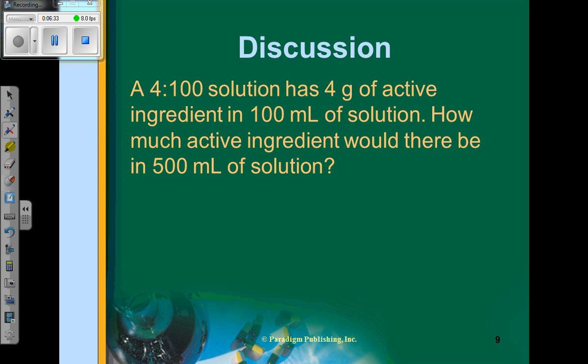Next, we're going to go through a discussion. Of course, you have a 4:100 solute that has 4 grams of active ingredients in 100 milliliters of solution. How much active ingredient would there be in 500 milliliters of solution?